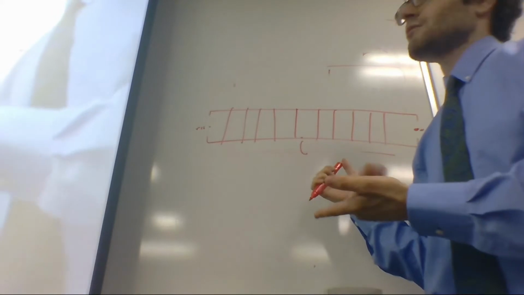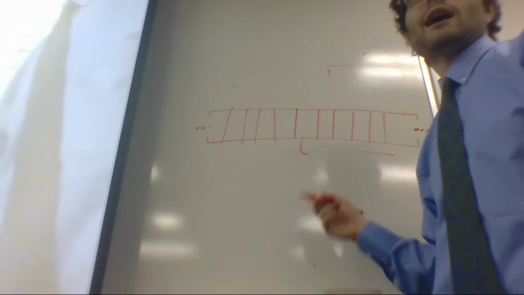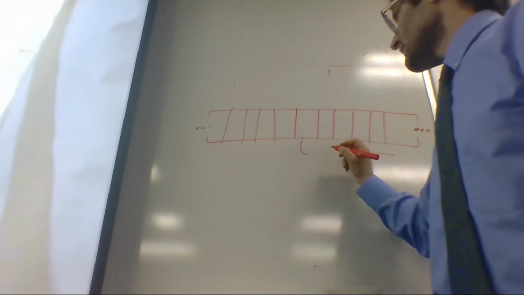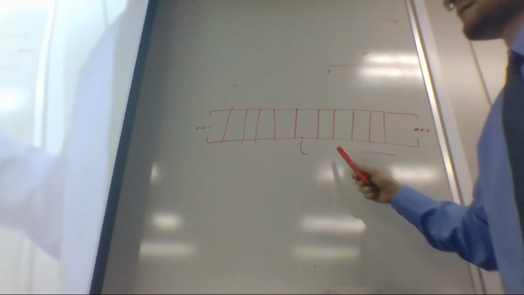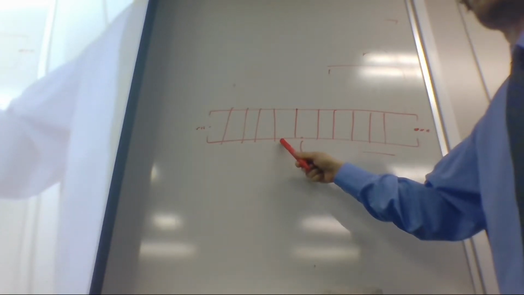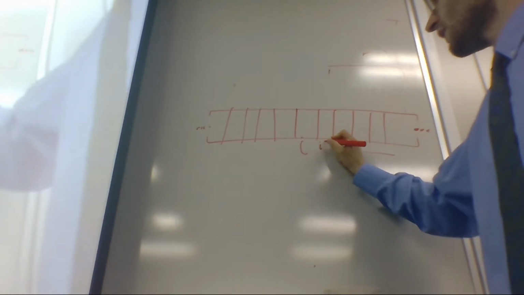i is some value in the array. It's the ith value, the ith element. So what is i plus 1? Which of these squares is it? Is it this one? No. It's this one over here. This is i plus 1.